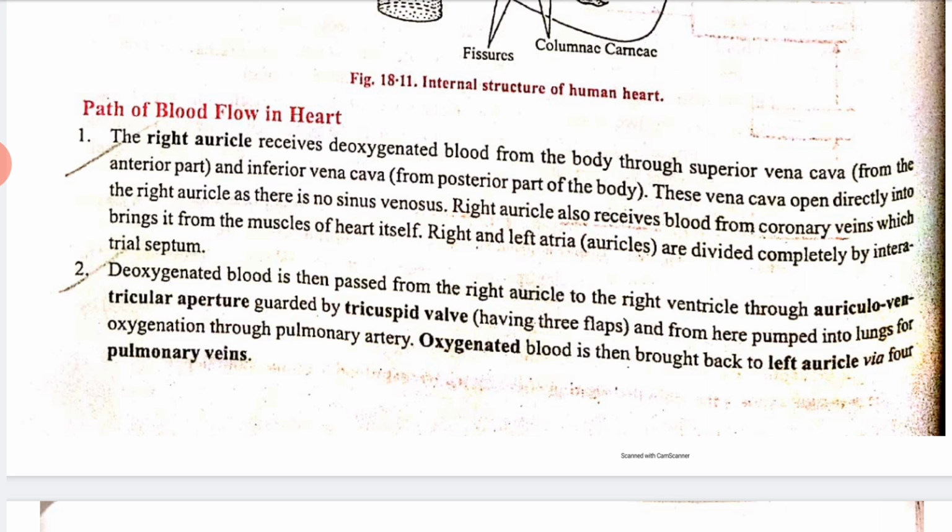Okay, so the deoxygenated blood is then passed from the right auricle to the right ventricle through the auriculoventricular apparatus, that is guarded by the tricuspid valve, means having three flaps. We have studied this. From here it is pumped to the lungs through the pulmonary artery, and this oxygenated blood is then brought back to the left auricle via four pulmonary veins.